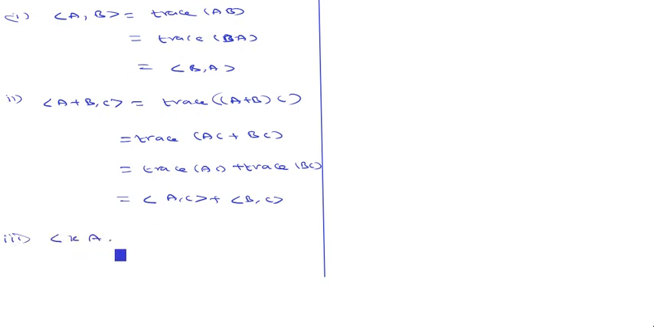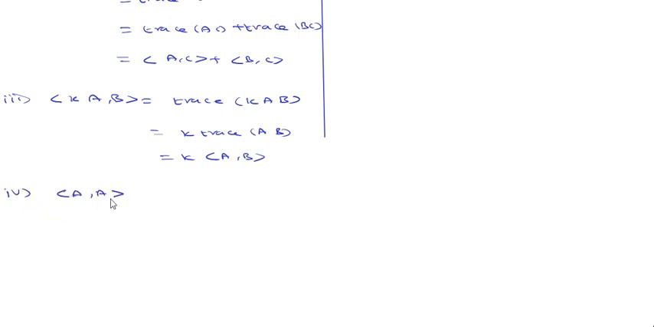And the third one, ⟨kA, B⟩, is defined as trace of kA times B. By the linearity property of trace, this can be written as k times trace of AB, which is nothing but k times ⟨A, B⟩. So the third is also satisfied.